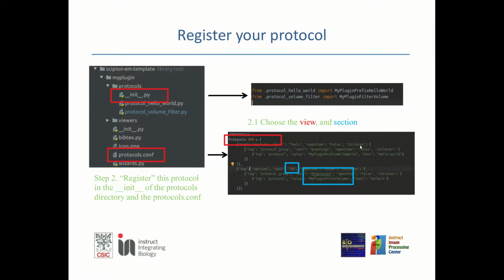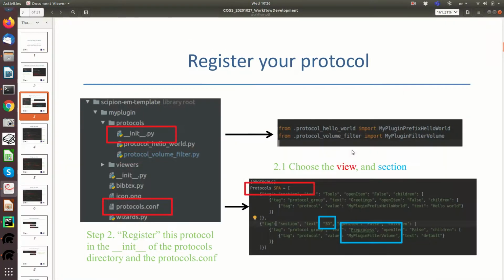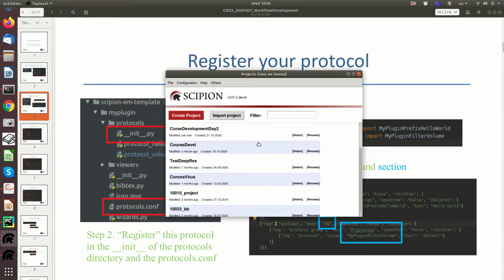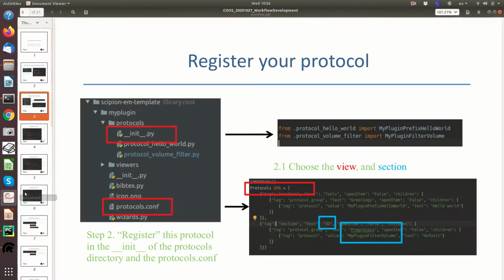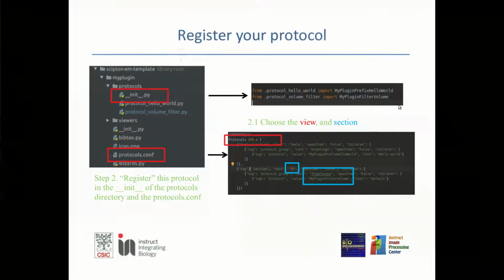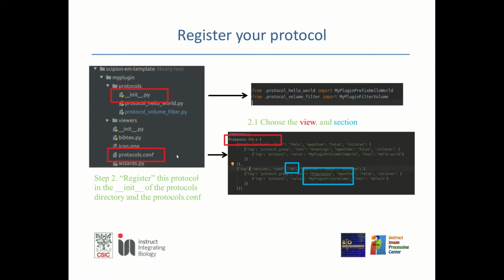And then also it is convenient to put it on the menu, on the left menu of Scipion. So this is this place here that we saw before. Let me close this one. So to put it under 3D preprocess and then my plugin or my protocol. So to do so, what you have to do is to edit a file that is called protocols.conf, and then in this protocols.conf you have to say in which view you want to save. There are different views.